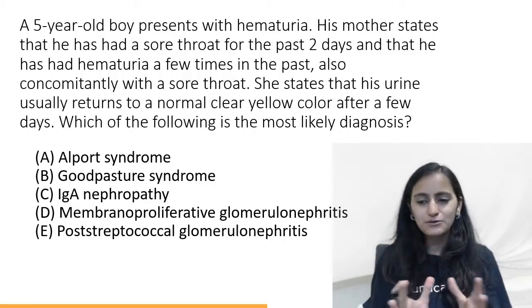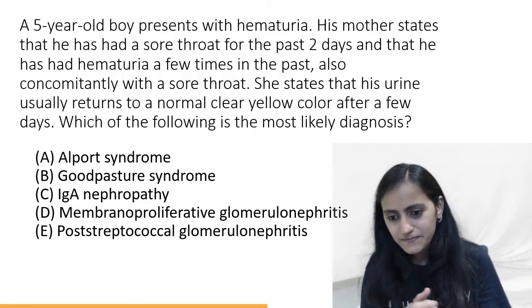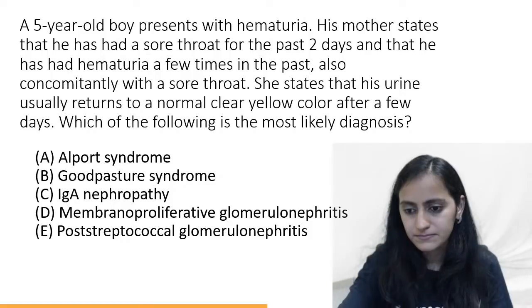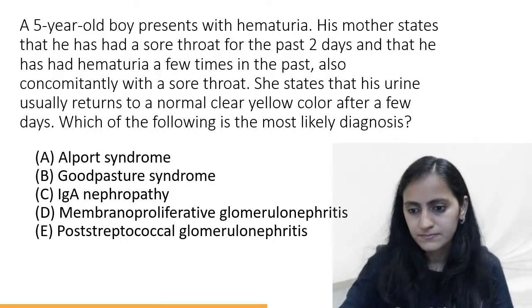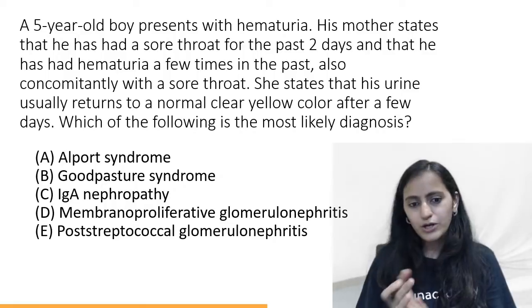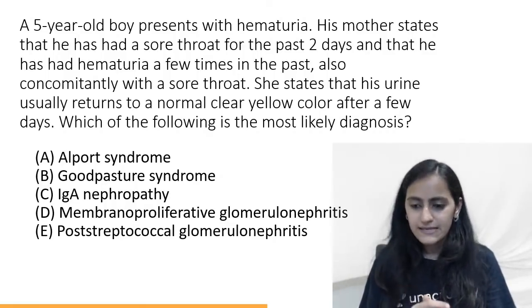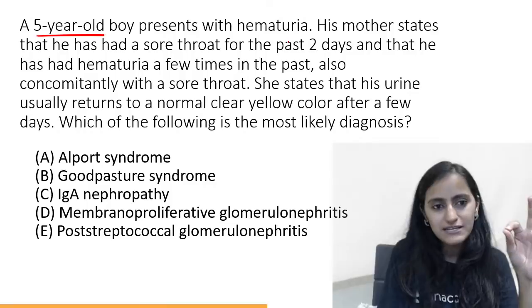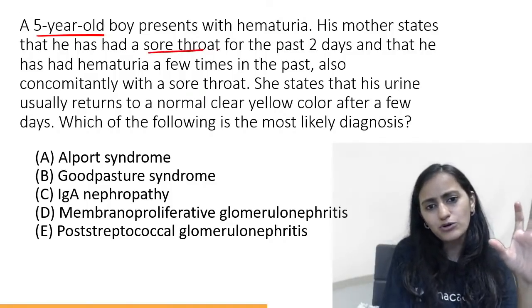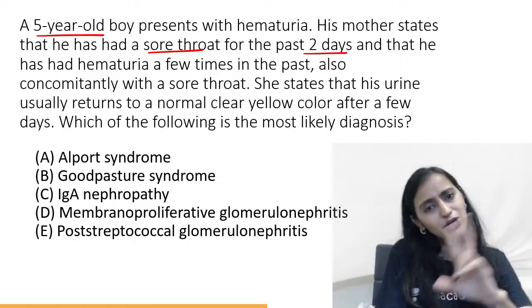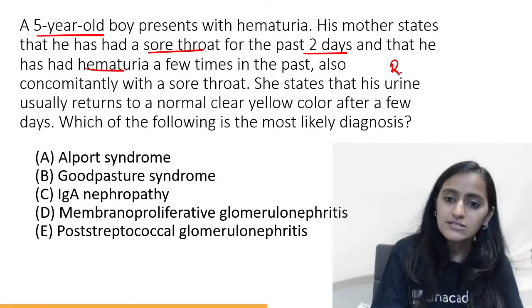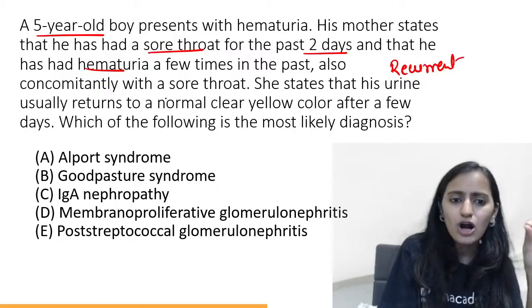Read the question and get to the answer. What do you think is the answer to this? Yes, so a confusion between PSGN and IgA. What do you see here? A 5-year-old boy, hematuria. Mother said he has had a sore throat for the past 2 days. Within 2 days of the sore throat, hematuria has also come. And he has had hematuria a few times in the past also. So this is recurrent hematuria concomitantly with a sore throat.